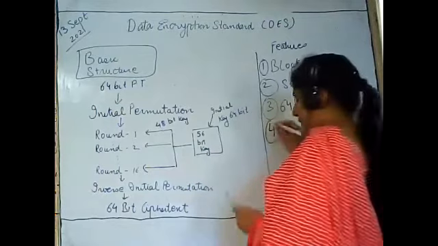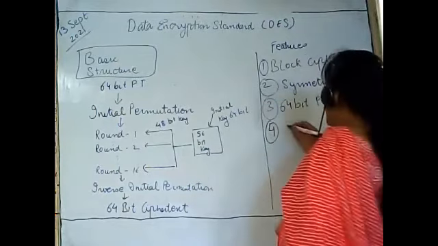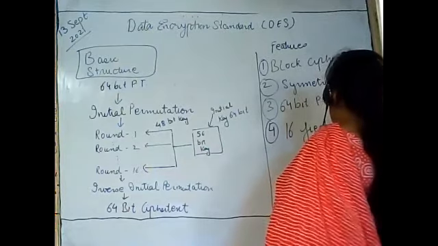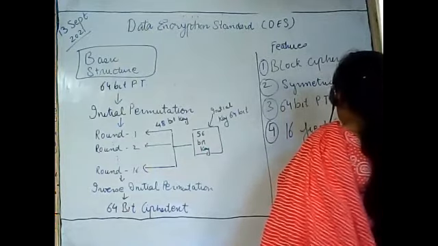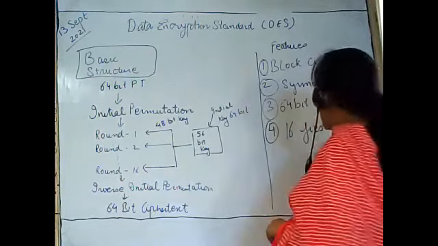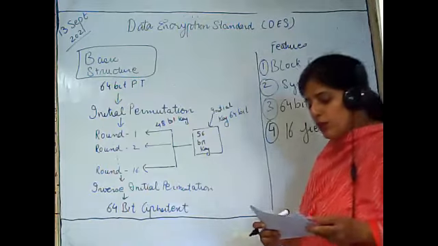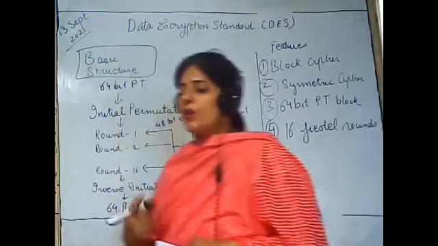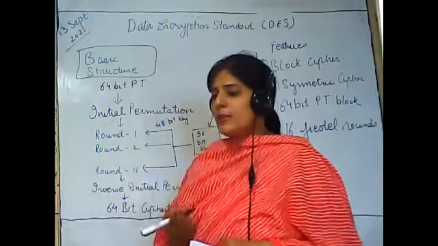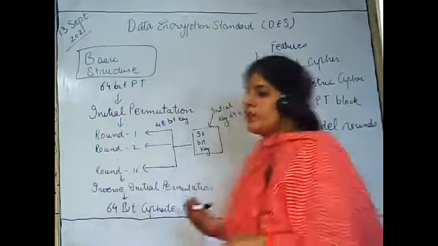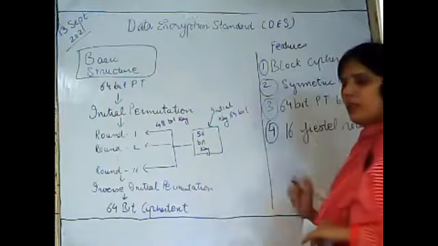The fourth feature is that it follows 16 rounds. 16 Feistel rounds will be there. What is the purpose of it? In these 16 rounds, it will be encrypting your data. So each of these rounds is known as a Feistel round.